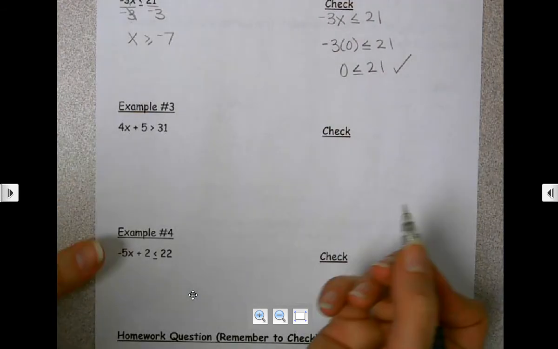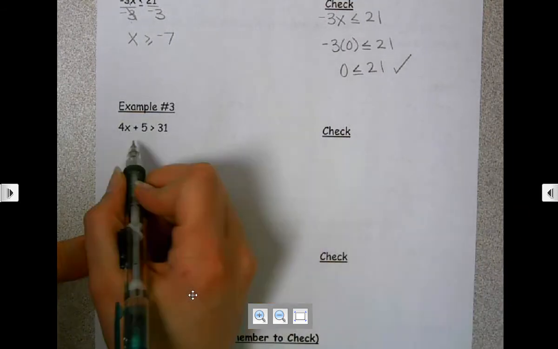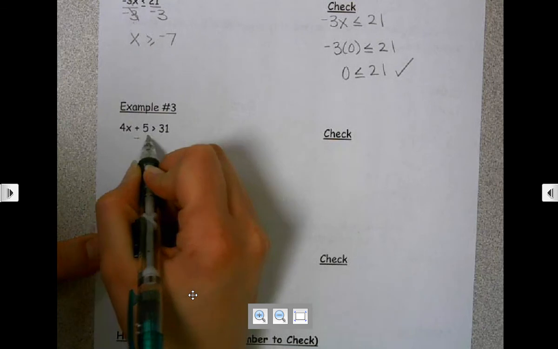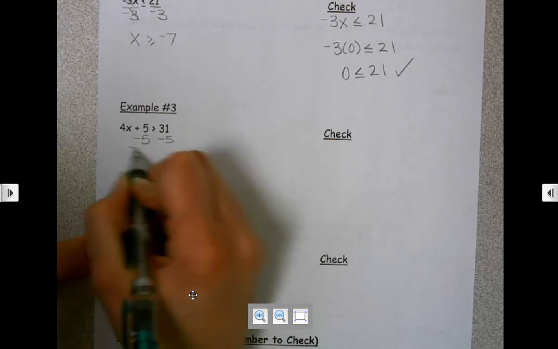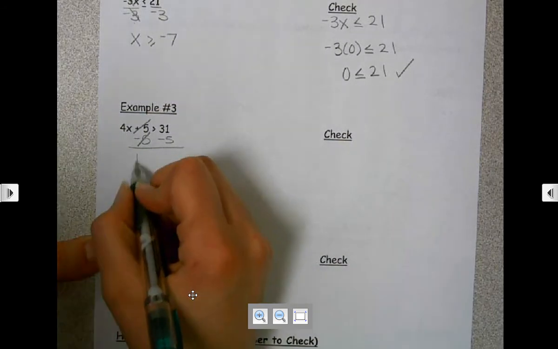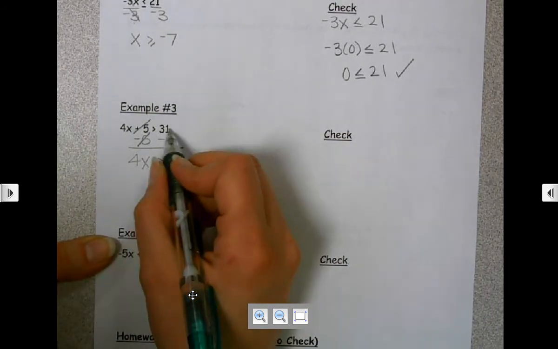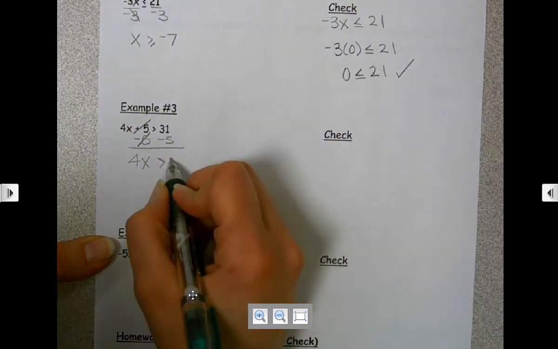The first step that we are going to complete is we are going to do the inverse operation of adding 5, which is subtracting 5 from both sides. The positive 5, negative 5 cancel out, and we are left with 4x greater than 31 minus 5 is 26.